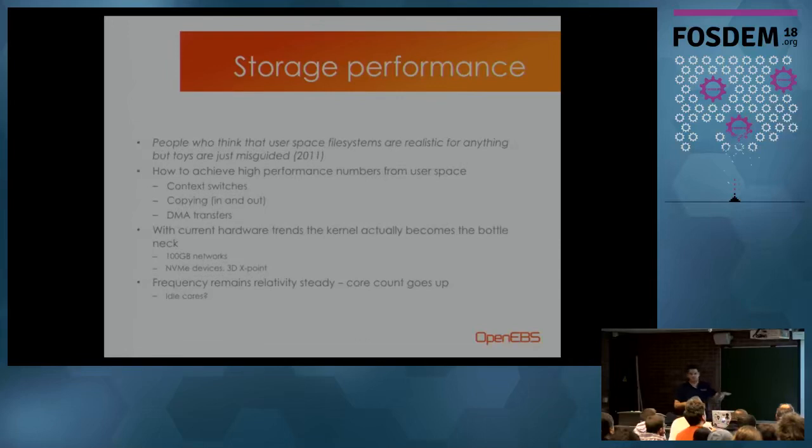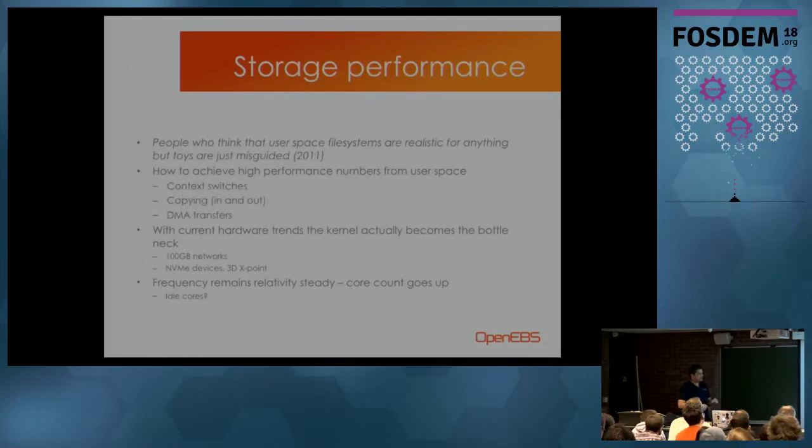So how do we achieve high performance numbers in user space? Because we have a lot of context switches. Every time I do a mutex lock in user space, the kernel comes in, right? Context switch. We lose performance. The other thing is how do we do direct memory access transfer from user space? Because we don't want to copy the data. We want to immediately tell the CPU, hey, there's the data, just grab it and move it to the NVMe device and what have you.